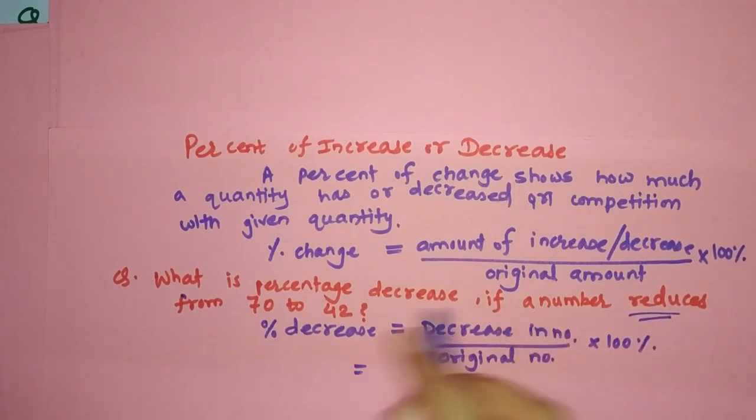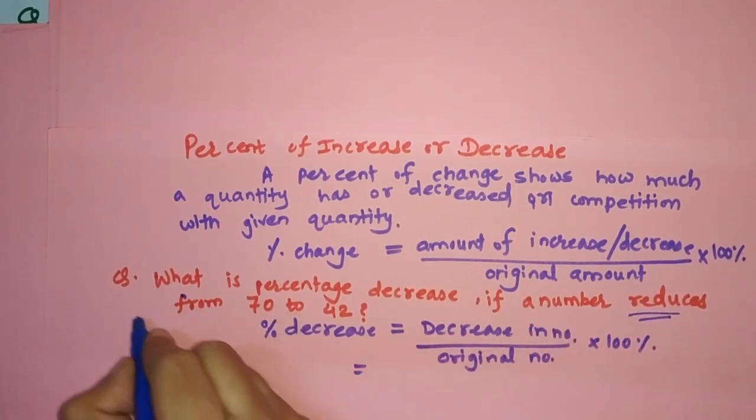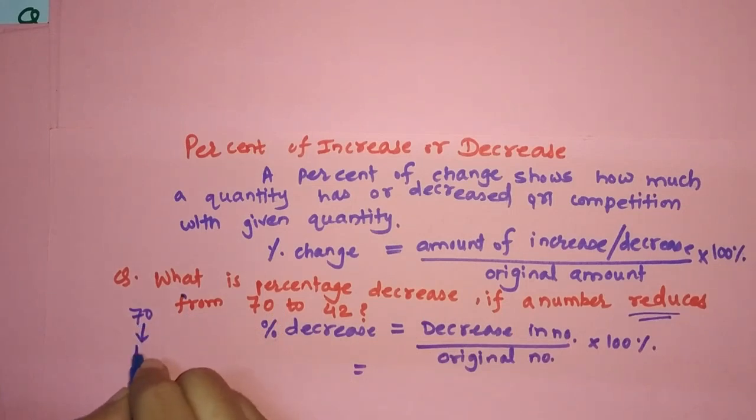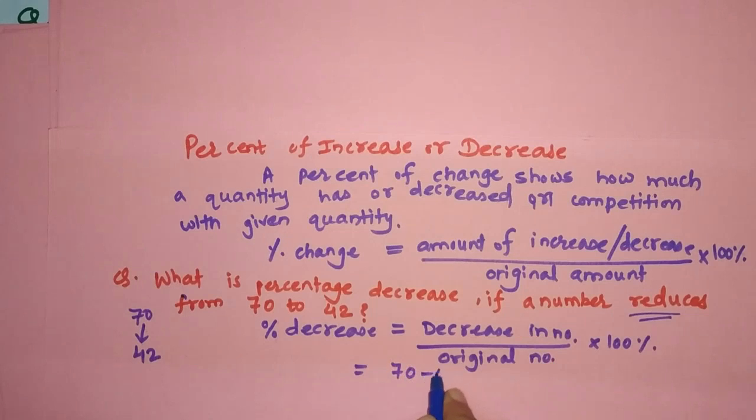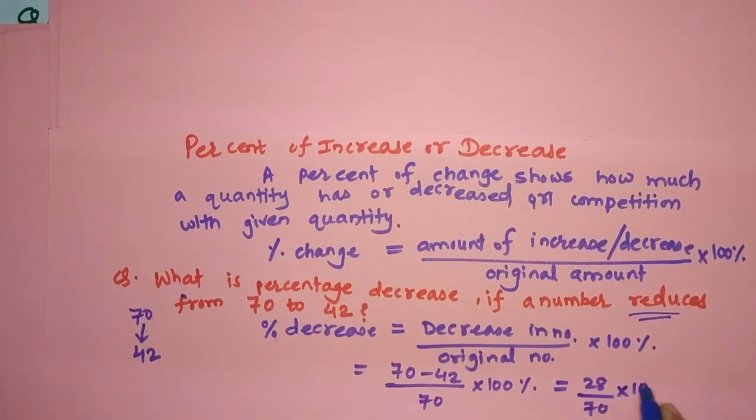So here the decrease given: first it was 70, then it decreased and fell to 42. So you can take 70 minus 42 and divide by the original, which was 70, and you need to multiply it by 100%. So friends, here 70 minus 42 will get 28 into 100. You will take here, just do it, 7 ones are 7, 7 fours are 28. So here we will get 4 into 10, that is 40%.